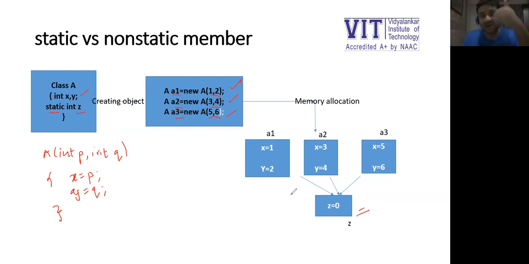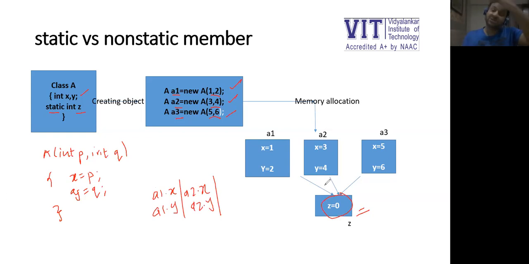It should be like A1 dot X. If I want to assign a value or display the value, it should be A1 dot X, A1 dot Y. Similarly, A2 dot X, A2 dot Y, because all will have different values. But when it comes to accessing the value of Z, the value of Z does not depend on A1, A2, A3. So the static member is created per class, not per object.